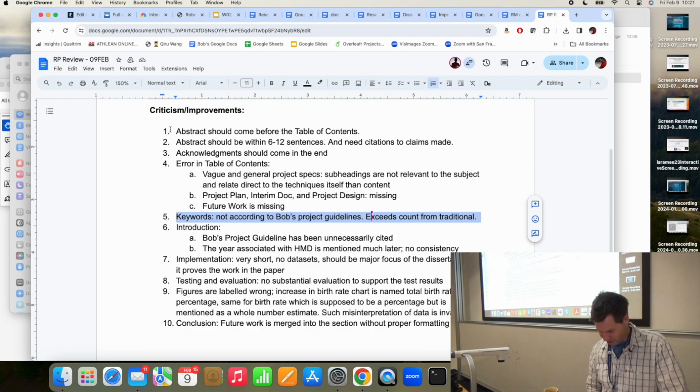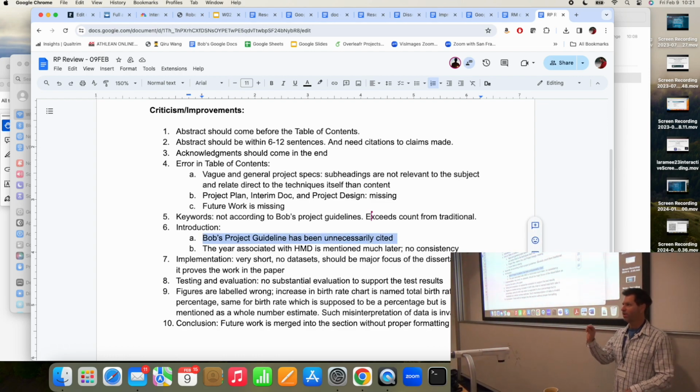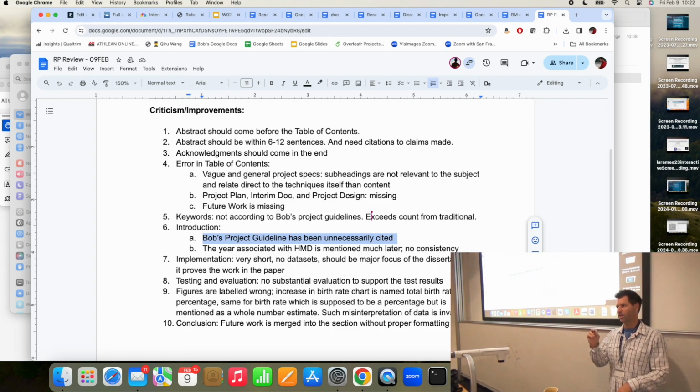Anyways, introduction, Bob's project guidelines. Okay, has been unnecessary. I would actually cite Bob's project guidelines, right? It's peer-reviewed. It's in a journal, so you can cite it. And that's a good thing, right? For two reasons. One is the more citations you have, the smarter you look, right? And you can justify why you organized your content the way it's organized. It's good to have some justification, like, I chose this organization because of this.